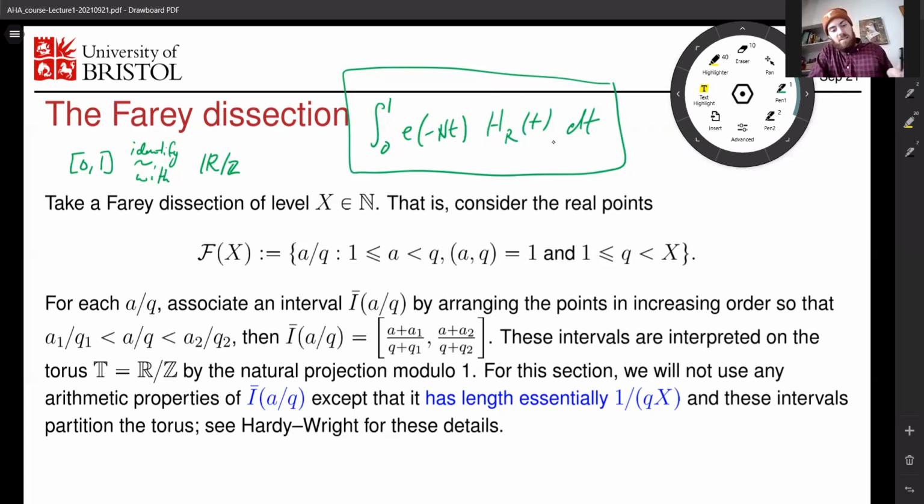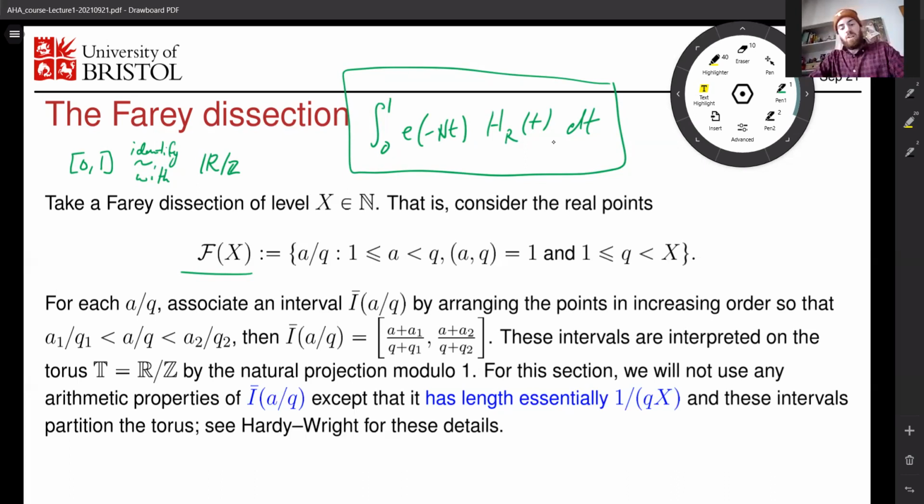Well, what's the Fourier sequence? Up to some level x, which is just some natural number, could be a real number if you wanted it in this definition, it's going to be all of the rational points in reduced form, so a over q, where a and q are coprime, such that the height of that rational point, which is the denominator q, is at most size x. It's smaller than x in particular. I chose less than instead of less than or equal to, but you could make it less than or equal to if you wanted.